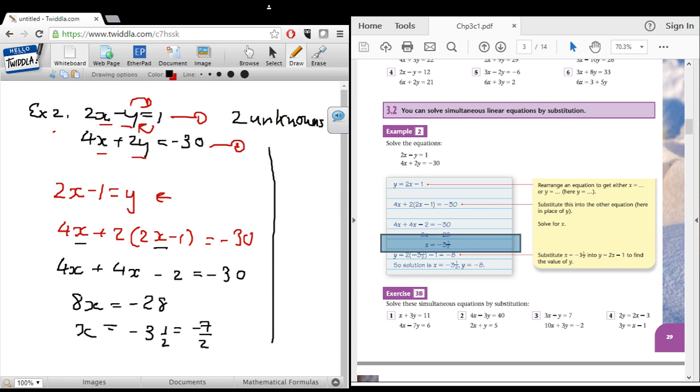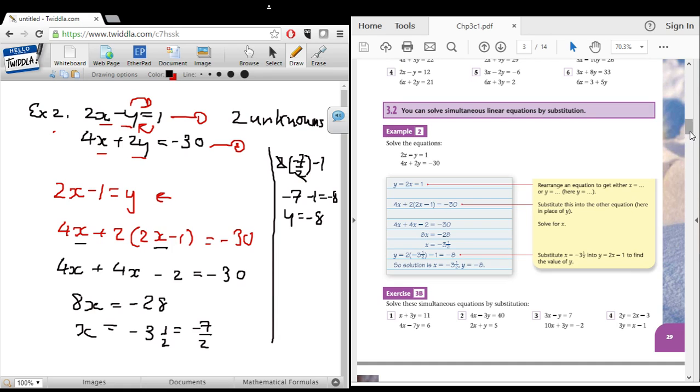To figure out y, all we need to then do is put x back into the equation that has y as the subject. 2 minus 7/2 minus y. So this cancels out essentially. Minus 7 minus y equals minus 8. So we know that y equals minus 8, which is shown here. Very simple, very easy to do.